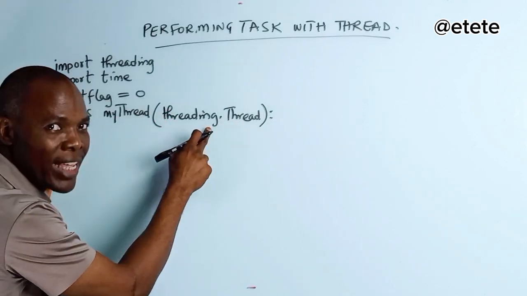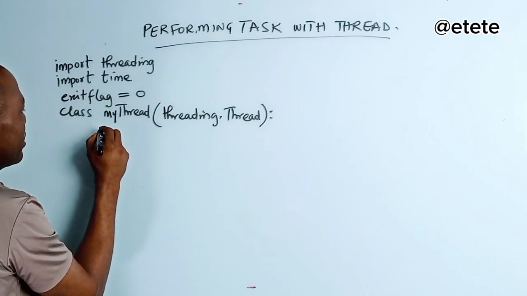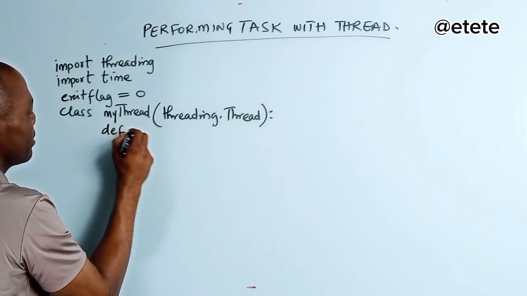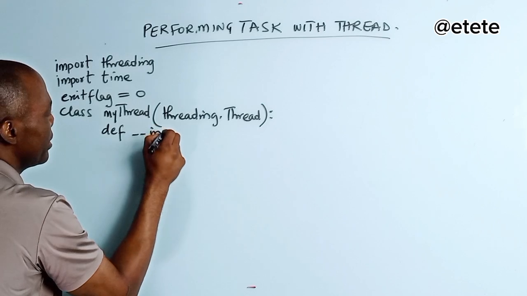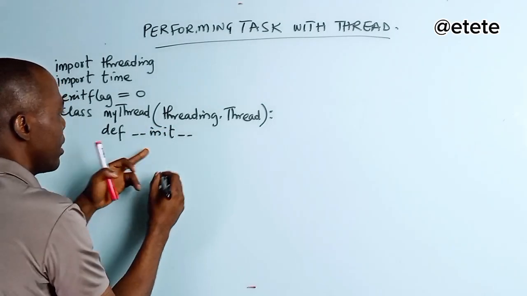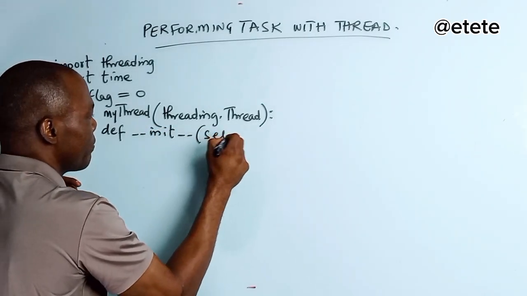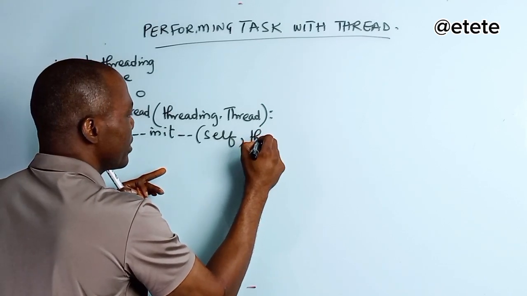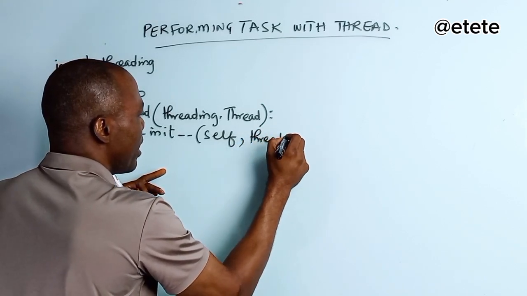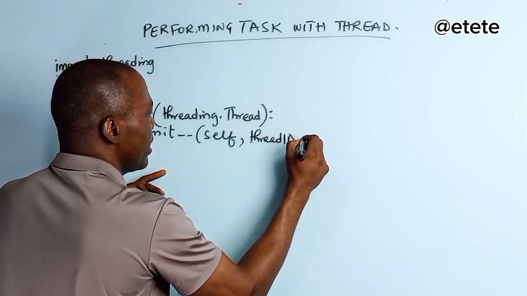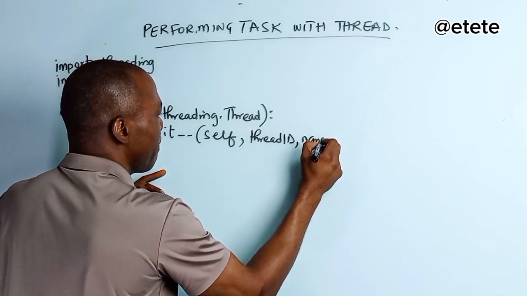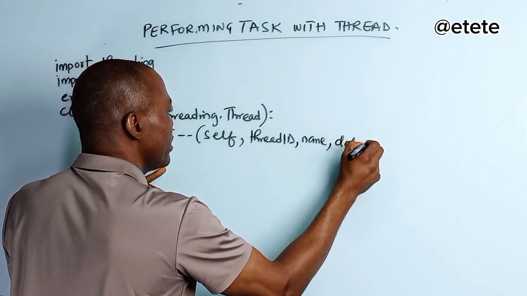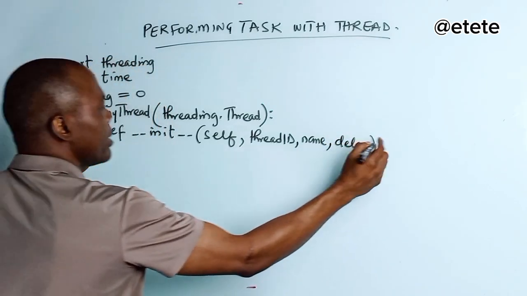Now I'm going to initialize this by saying def __init__, then self, then the first one is thread ID. Then I'll give it a thread name, and then I'm also going to introduce something here, delay. You'll understand what that is.